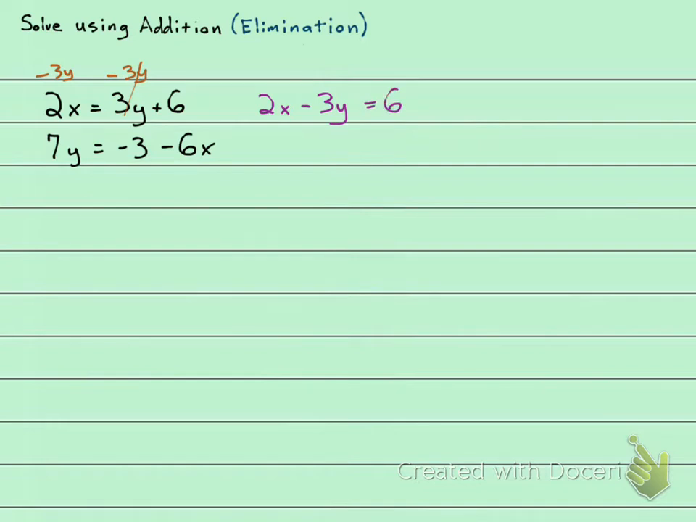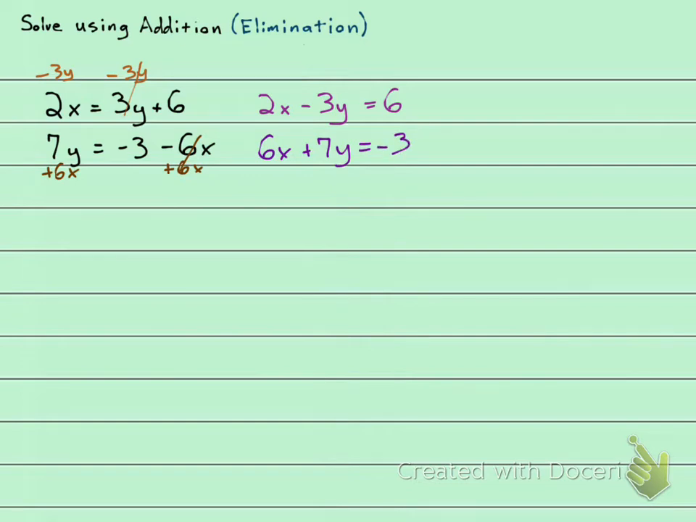All right, now let's look at the bottom equation, and you'll see for this one I need to move this x to the left side. So it's a minus 6x. I will have to add 6x to both sides, and I'll be left with 6x plus 7y equals -3.